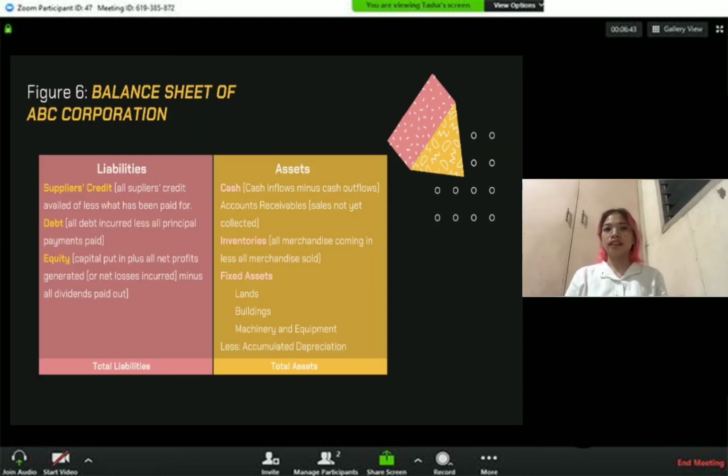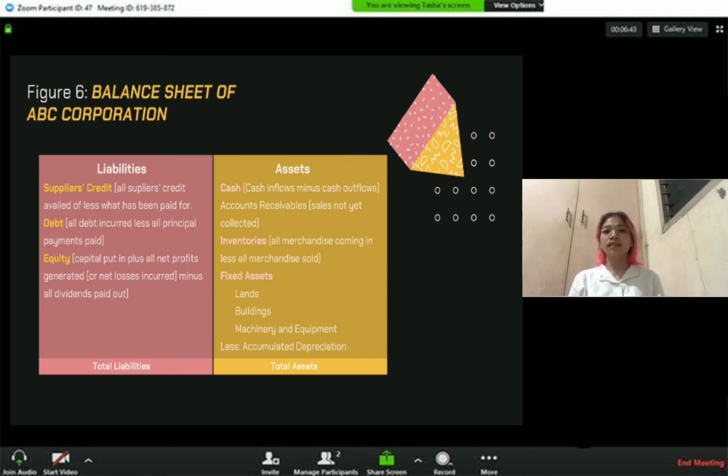Notice that on the right side of figure 5, we have the assets of the corporation, which is everything owned by the corporation, and we have on the left side the liabilities of the corporation, or everything that the corporation owes. The assets of the corporation always equal the liabilities of the corporation. And why is that? It is because the stockholders' equity takes care of the residual.